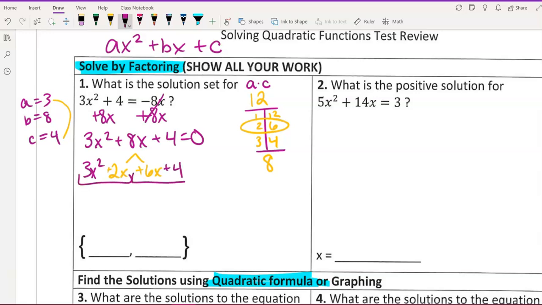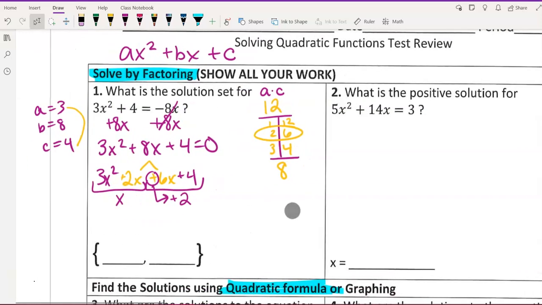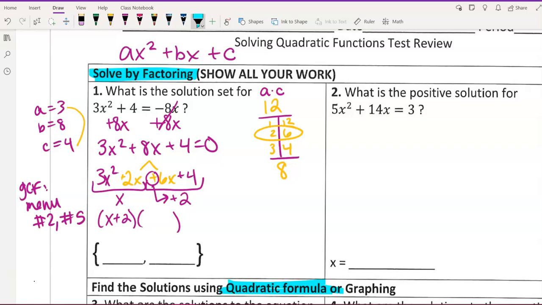Now that we have 4 terms, we're going to group them. All right, from the first group, our GCF is 1x. From the second group, we have a plus sign in front, and our GCF is 2. As a reminder, if you need to use a calculator to find GCF, you can hit menu, number 2, and then number 5, and that'll help you find the GCF between two numbers. So our first set of parentheses, our first factor is x plus 2. I just got that from right here, x plus 2.